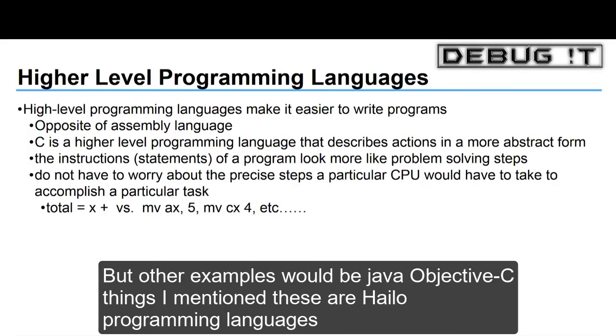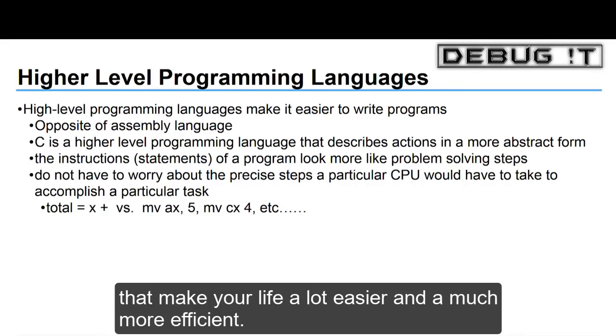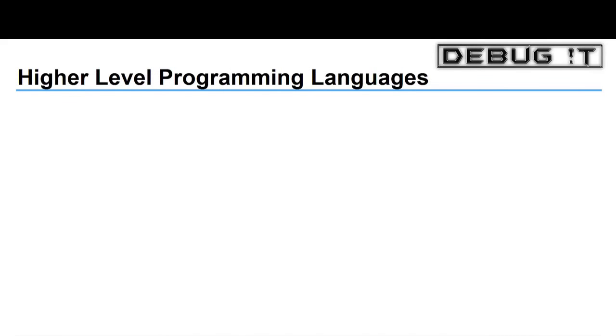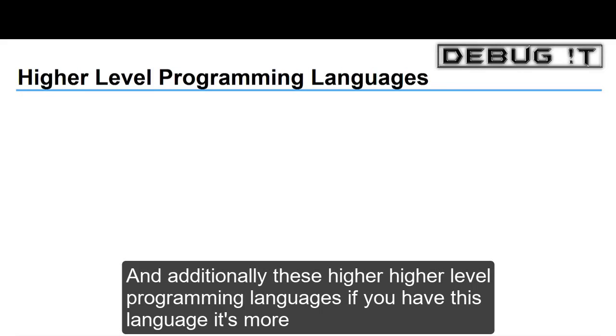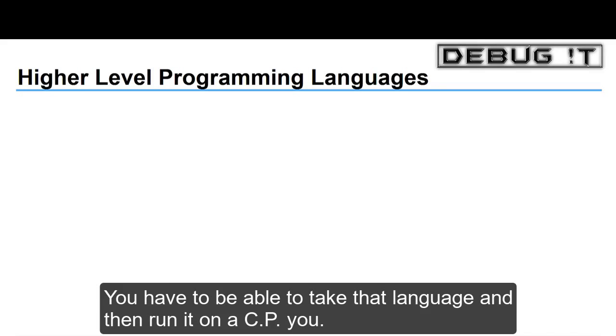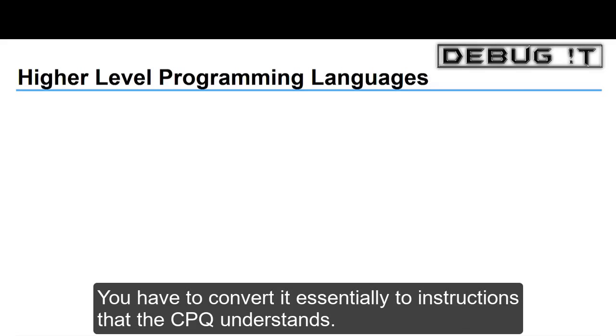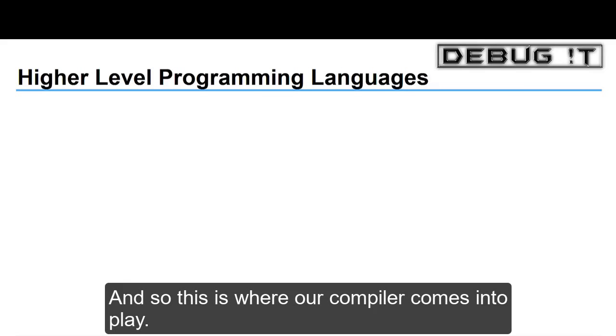These are high-level programming languages that make your life a lot easier and are much more efficient. In addition to these higher-level programming languages, if you have this language that's more abstract, you have to be able to take that language and then run it on a CPU. You have to convert it, essentially, to instructions that the CPU understands. And so this is where a compiler comes into play.